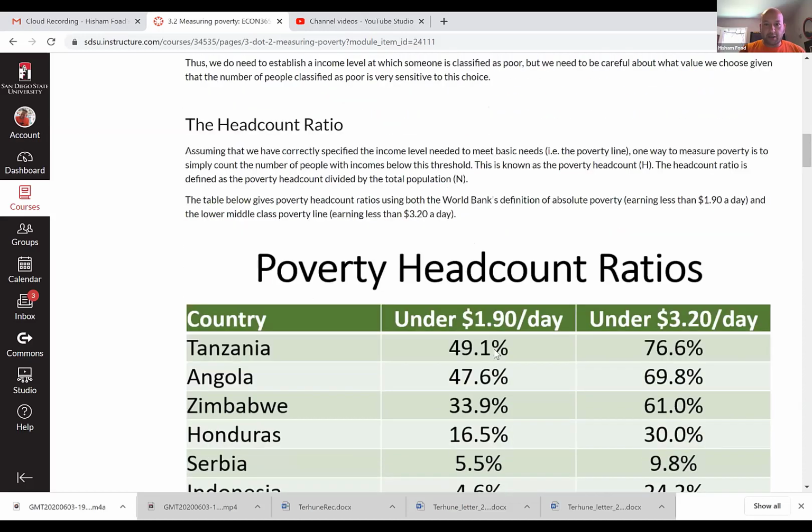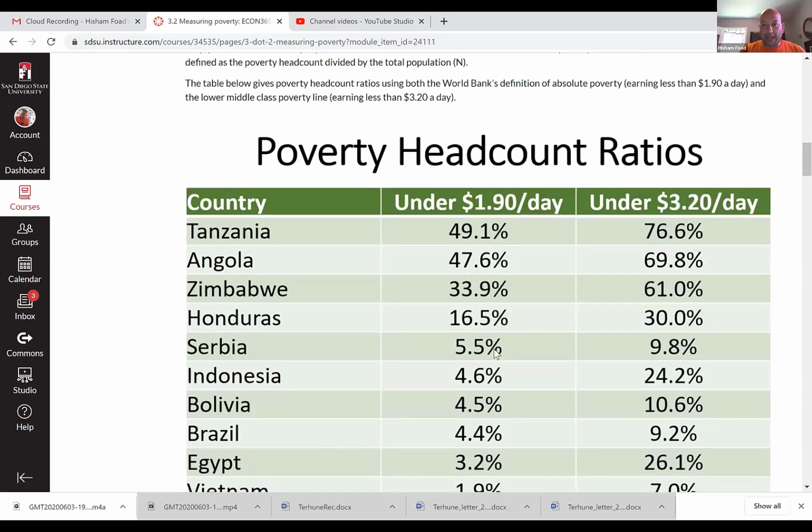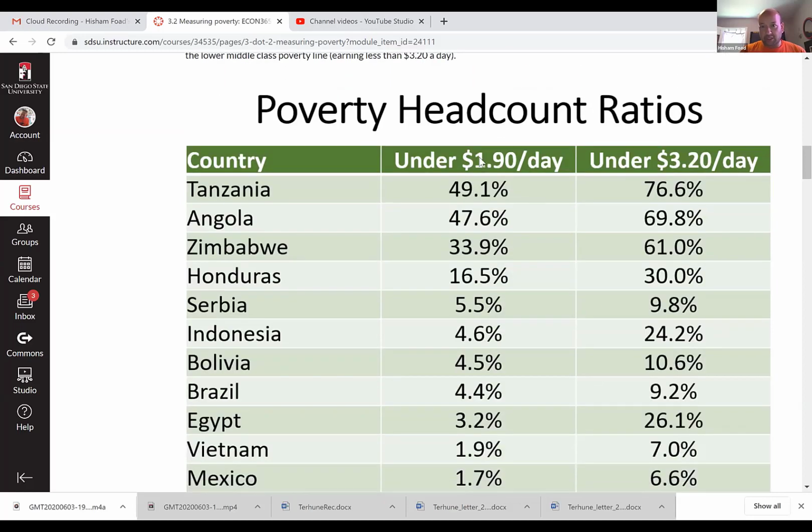And so let's take a look, for example, at headcount ratios across countries using two different definitions. So the first is the World Bank's definition of absolute poverty. It's under $1.90 a day. And then the second is their definition of what they call lower middle income poverty. This is what the poverty line is on average in not the lowest income countries, but lower middle income countries.